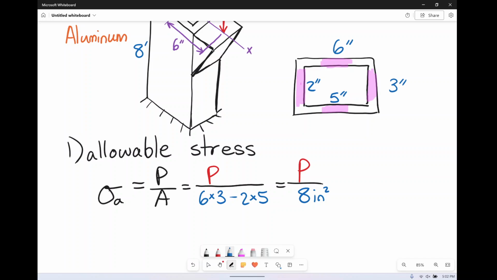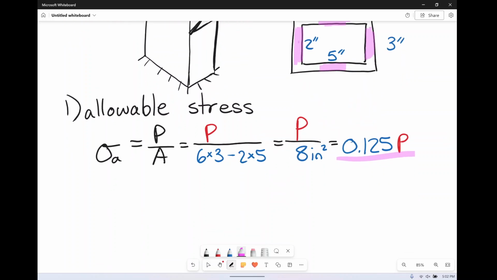So okay, that's P. We could write it a little bit better. We could just say that this is 0.125 times P. That'll be nice later on. So there's our first one. That's our actual for our compressive axial stress.